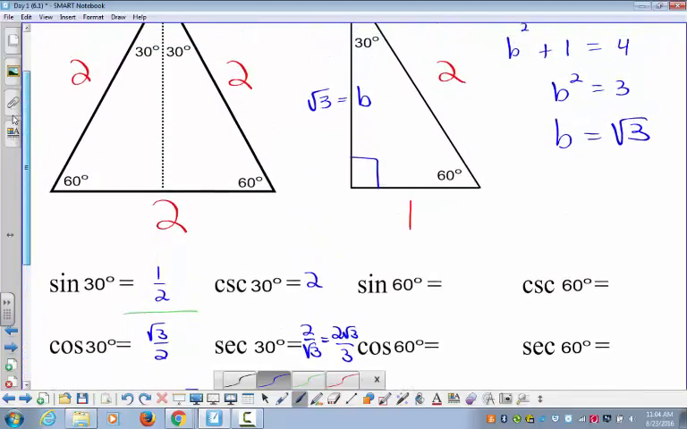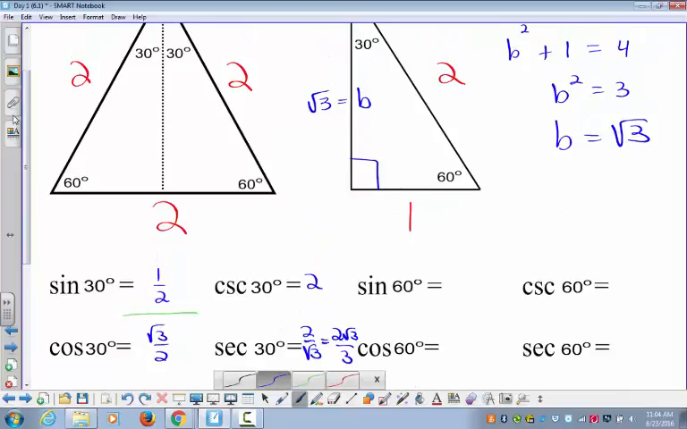Now let's focus on 60. Sine of 60. Opposite over hypotenuse. So root 3 over 2. The reciprocal of sine is cosecant. That's 2 divided by root 3. We have to rationalize that denominator, so we get 2 root 3 over 3. How about cosine 60?